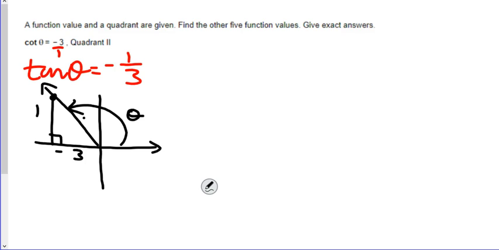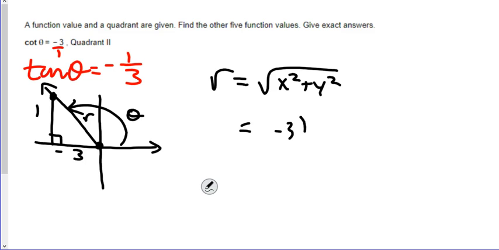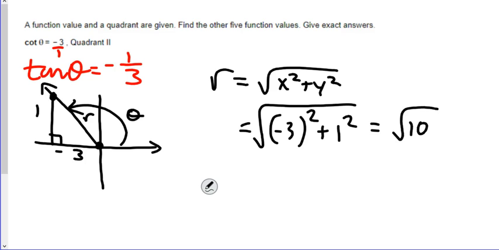So in order to find this distance r from the origin to the end of my triangle there, or the hypotenuse really, I use the Pythagorean theorem, which in trig form looks like this. All right, and I just plug stuff in. So that would be -3 squared plus 1 squared, and that's equal to square root of 10. And once I have that, I'm just running everything through. So r is root 10, y is 1, x is -3, and from there I just run them through my definitions, my new definitions.